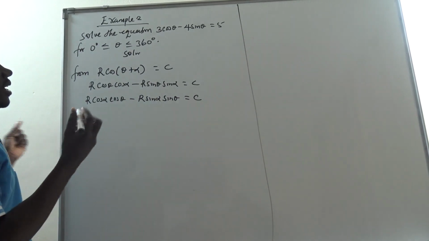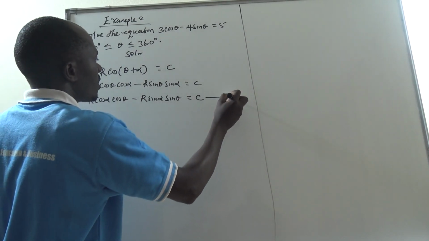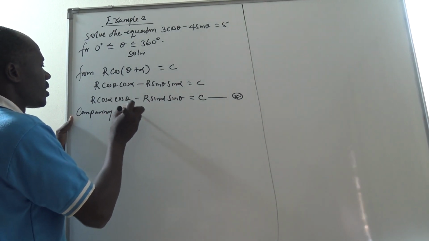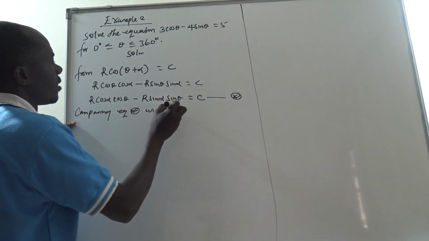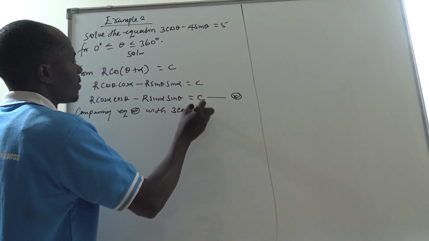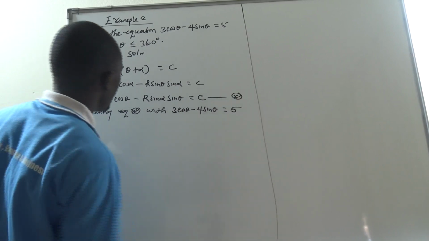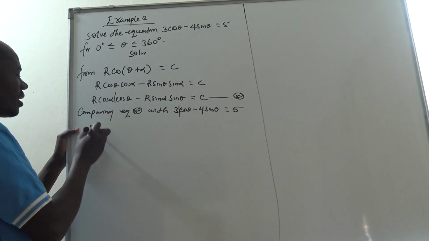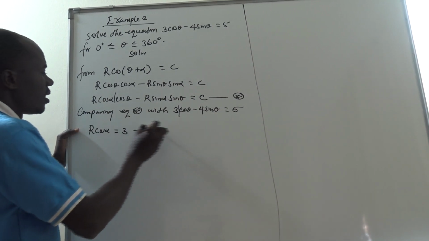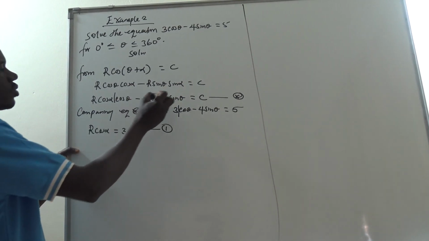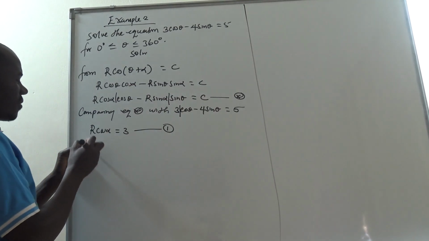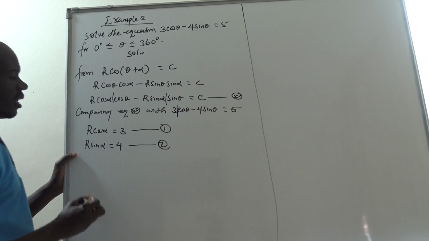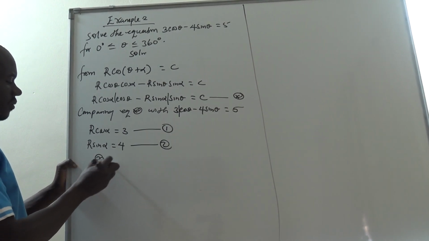So when you compare, you can say this is equation star. Comparing equation star with 3 cos theta minus 4 sine theta equals 5, what does it give us? We shall have R cos alpha equals 3. I say this is the first. We also compare this with this. We are going to have R sine alpha equals 4. This is the second.